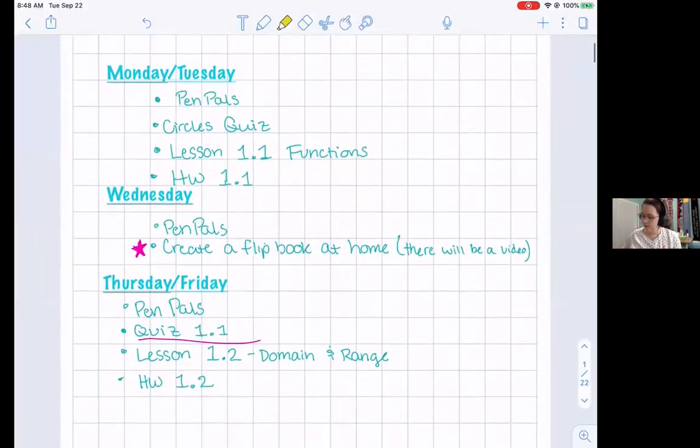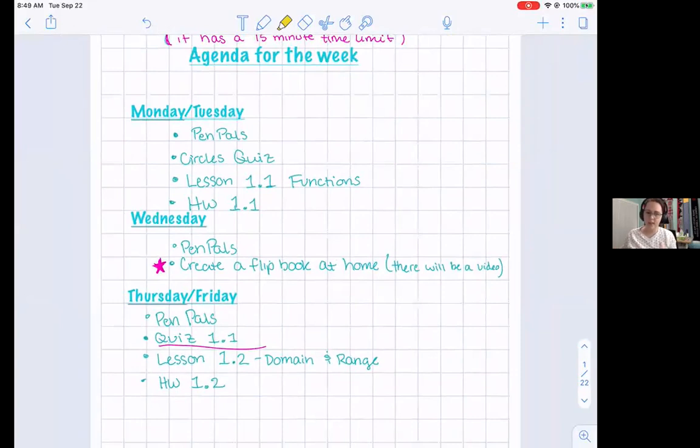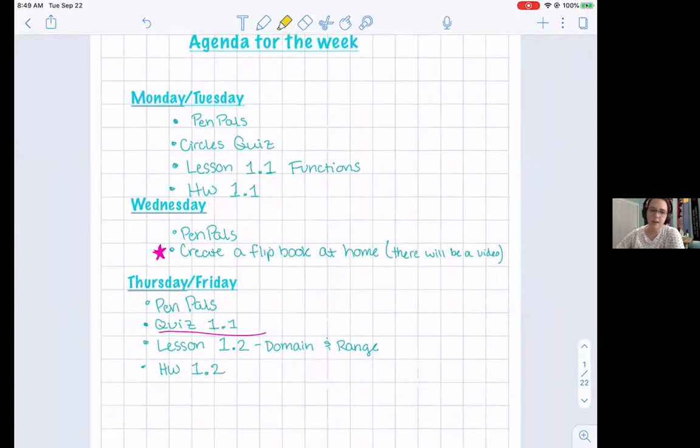So the agenda for this week, and I will post these notes so you guys have this in writing as well. We got pen pals today. We got the circle quiz. You have lesson 1.1 on functions, and then homework 1.1, which is also on Canvas and Go Formative. Wednesday, you're going to have a new pen pals assignment, and there's going to be a video on how to create a flipbook and what you need to add to that flipbook. Thursday, we'll have the last pen pals assignment. That's when I want you guys to actually submit it. We'll have a quiz over the material we covered today, and then we'll do lesson 1.2 on domain and range.